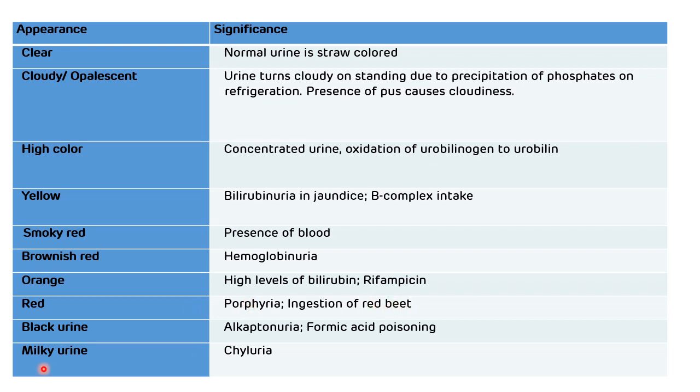If urine appearance is black in color, then it is due to alkaptonuria or formic acid poisoning. If urine appearance is milky, then it is due to chyluria. So this is the table showing the various appearances of urine and their significance.